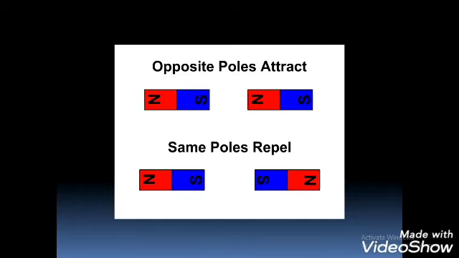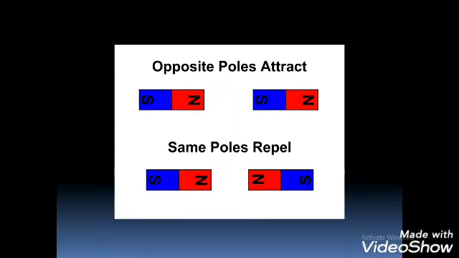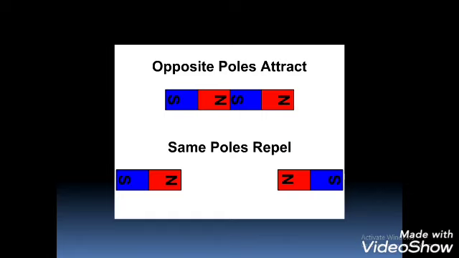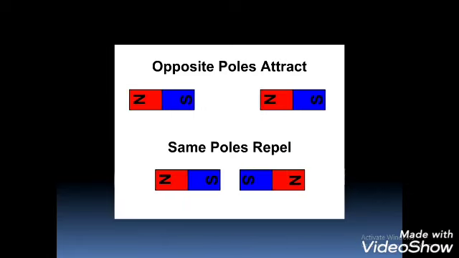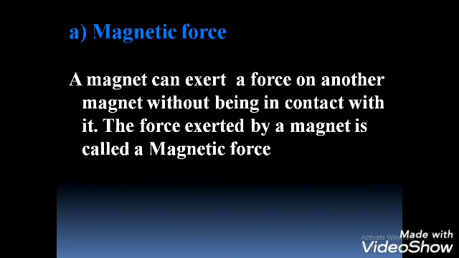Okay, so do you have to bring the magnets in contact for observing the force between them? A magnet can exert a force on another magnet without being in contact with it. Then the force exerted by a magnet is an example of a non-contact force. Okay, so we can say that one example for non-contact force is magnetic force. A magnet can exert a force on another magnet without being in contact with it. The force exerted by a magnet is called what? A magnetic force. Okay.